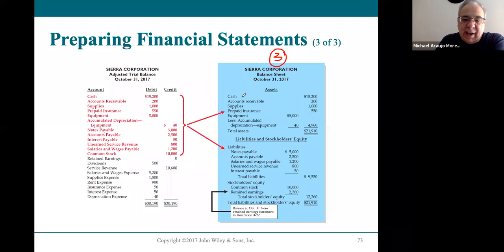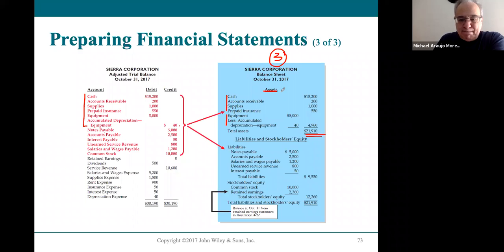And here we have assets are always listed first. The asset accounts are listed first also on the trial balance all the way through. And don't forget the accumulated depreciation. Although it has a credit balance, it's an asset account. Okay. We have cash, receivables, supplies, and prepaid insurance. These are all our current assets. Equipment minus our accumulated depreciation gives us our book value of the equipment. Total assets are $21,910.